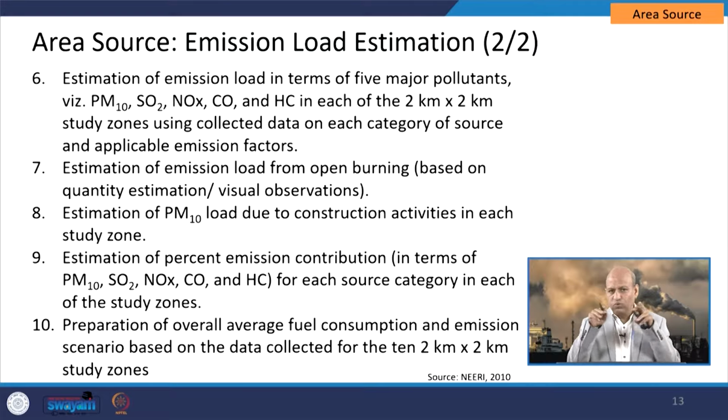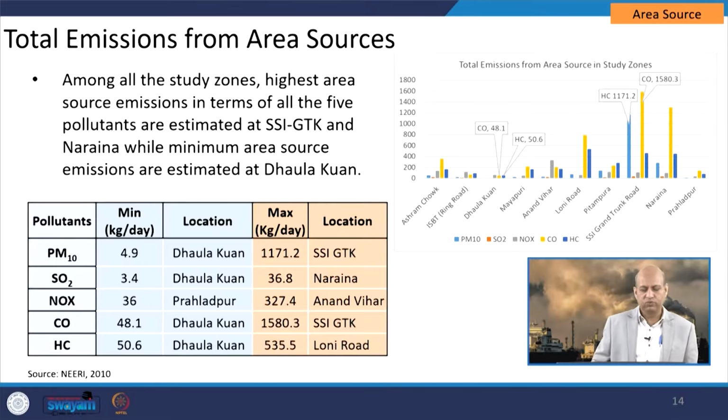So, within that 2 kilometer by 2 kilometer estimations have been made, and this percent emission contribution for each source category has also been estimated when you have the total and from different sources. So, you can easily calculate how much percentage is coming from different sources or how much percentage of a particular pollutant is coming from a particular source. So, those kind of things we can easily place. So, that has been given in this particular report.